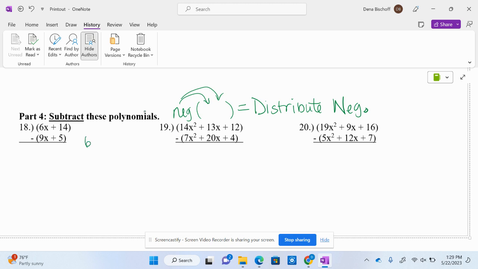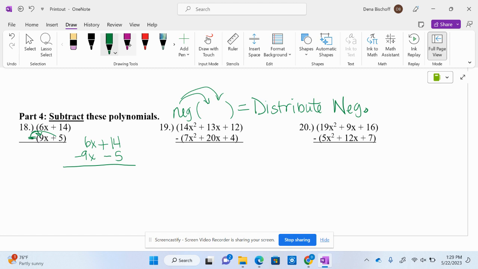So I really have 6x plus 14. And I'm going to take this negative that's outside my parenthesis and turn that into a negative 9x and a negative 5. And now I'm just going to combine like terms. Okay. So a positive 14 and a negative 5 give me a positive 9. But a positive 6x and a negative 9x give me a negative 3x. If you don't distribute that negative, you're likely to write negative 3x plus 19, and that would be wrong.